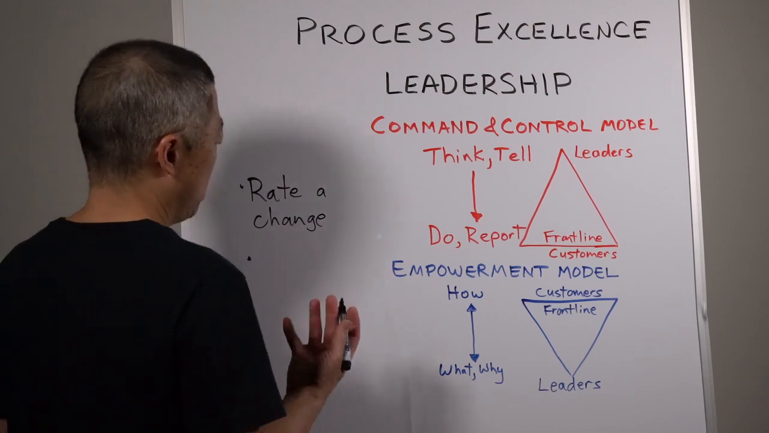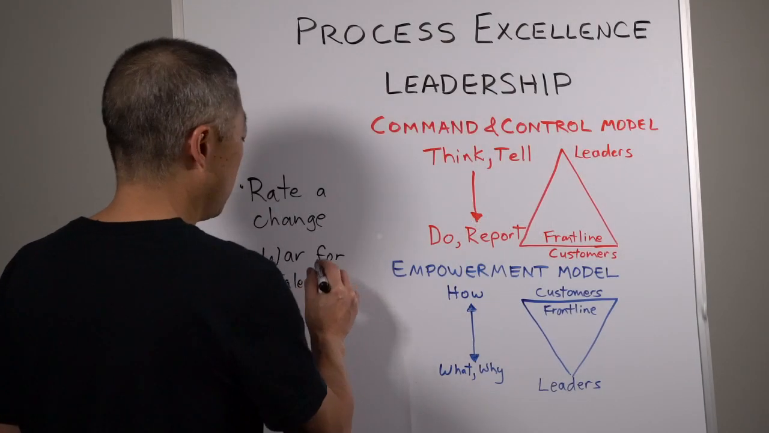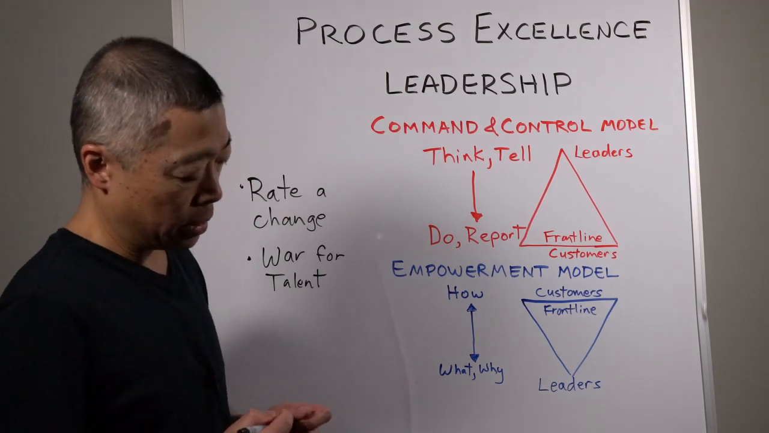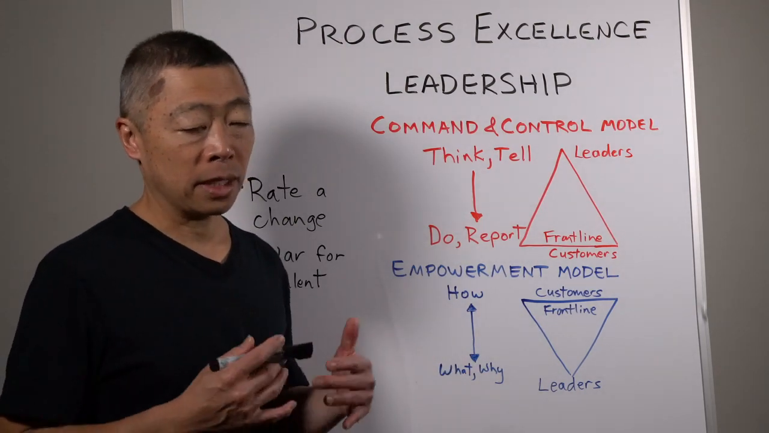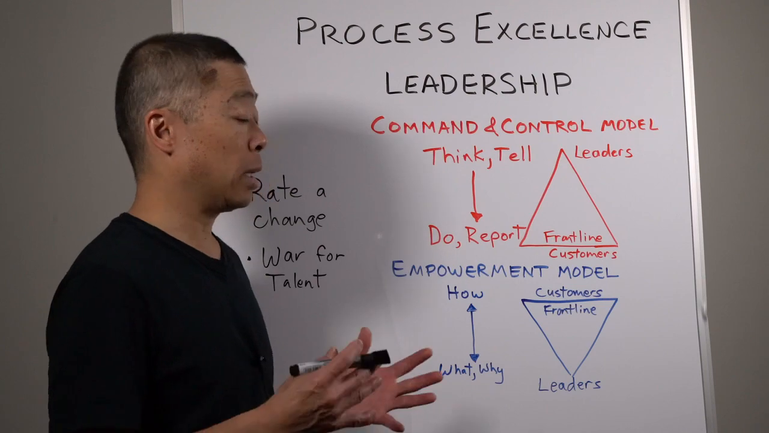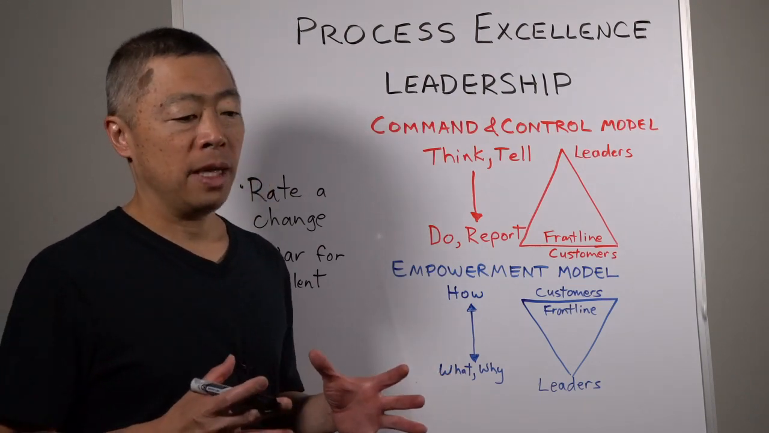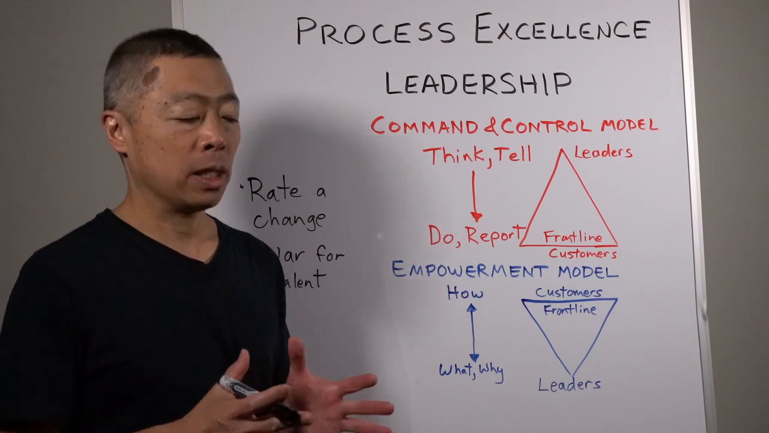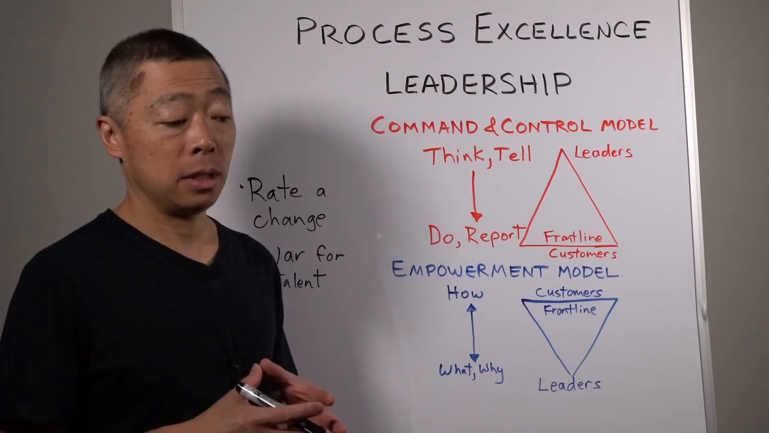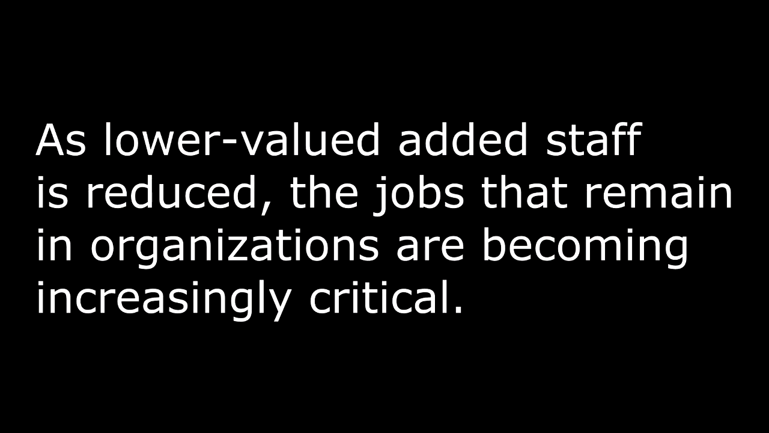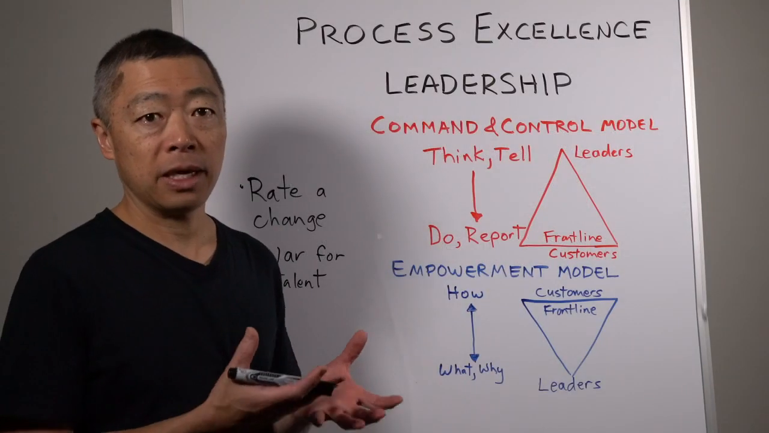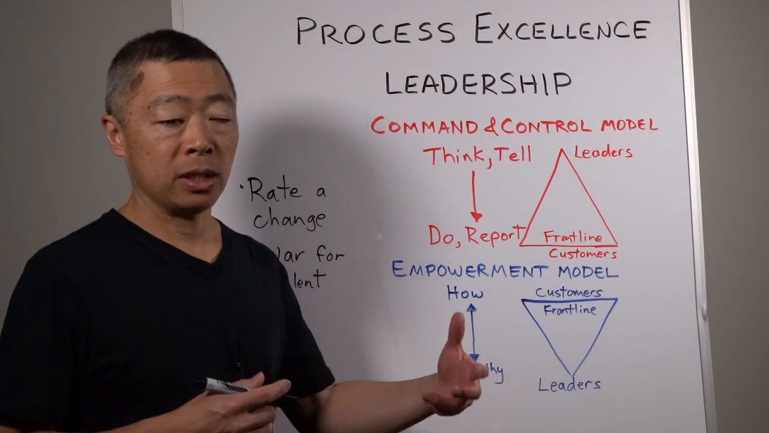The second reason is the war for talent. I think it's interesting that although we continue to read about staff being let go from organizations due to technological change, et cetera, like automation, I believe that this only makes the remaining staff even more valuable because the roles and jobs that the staff are performing in organizations are increasingly more value added by definition, because the lower value added jobs are being automated.